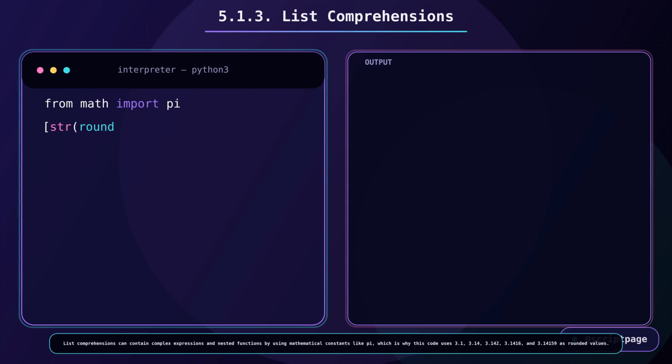List comprehensions can contain complex expressions and nested functions by using mathematical constants like pi, which is why this code uses 3.1, 3.14, 3.142, 3.1416, and 3.14159 as rounded values.